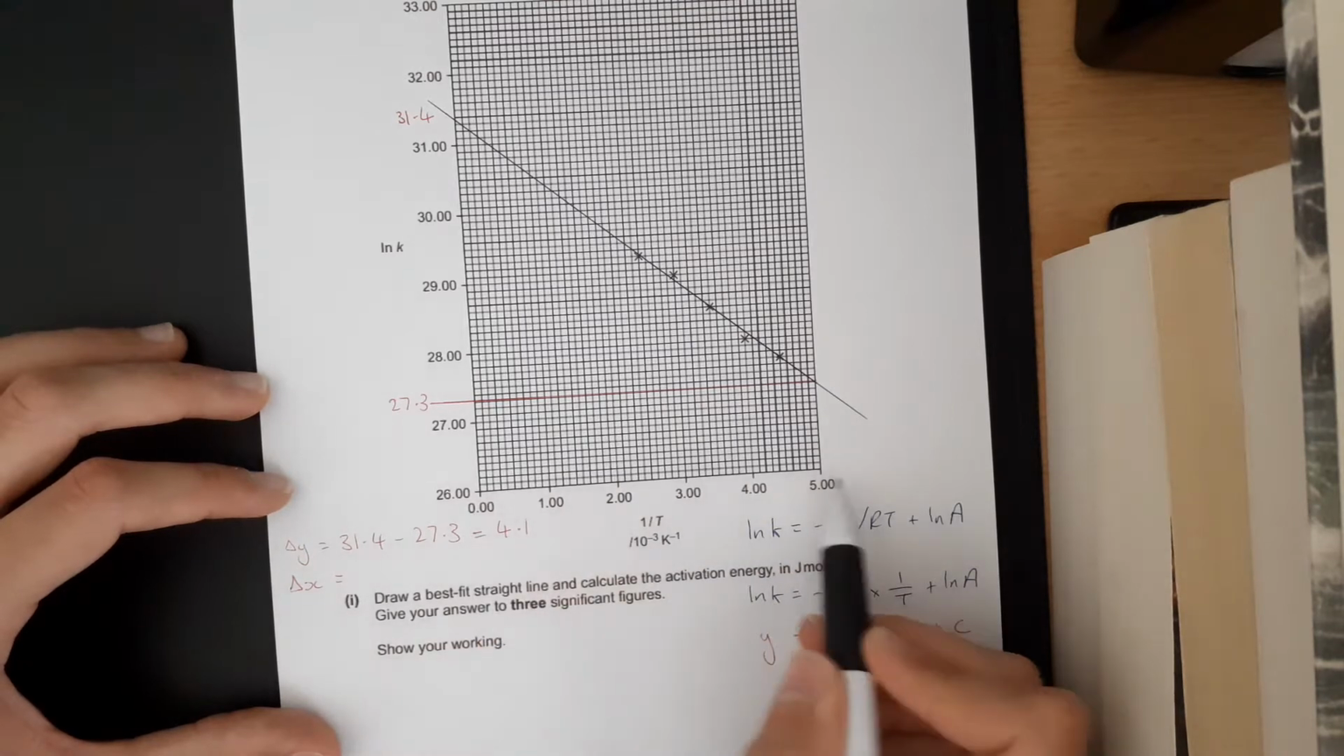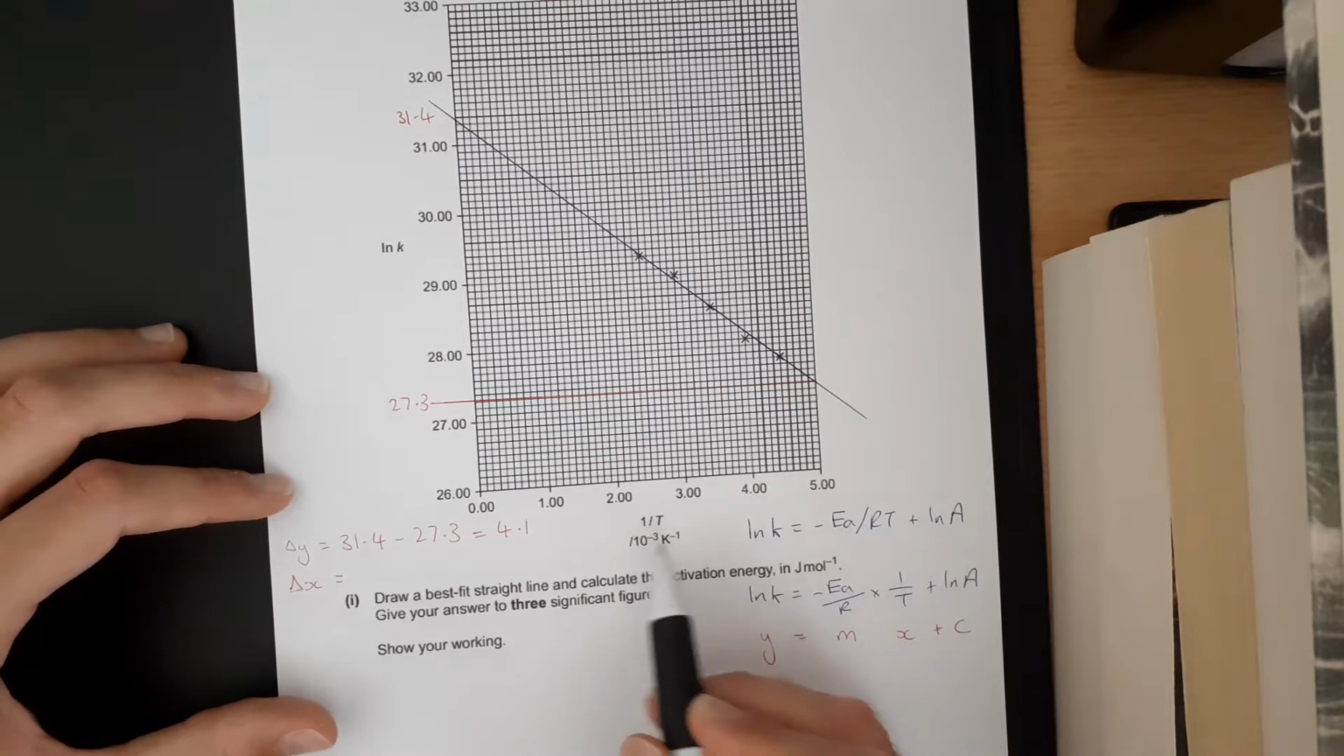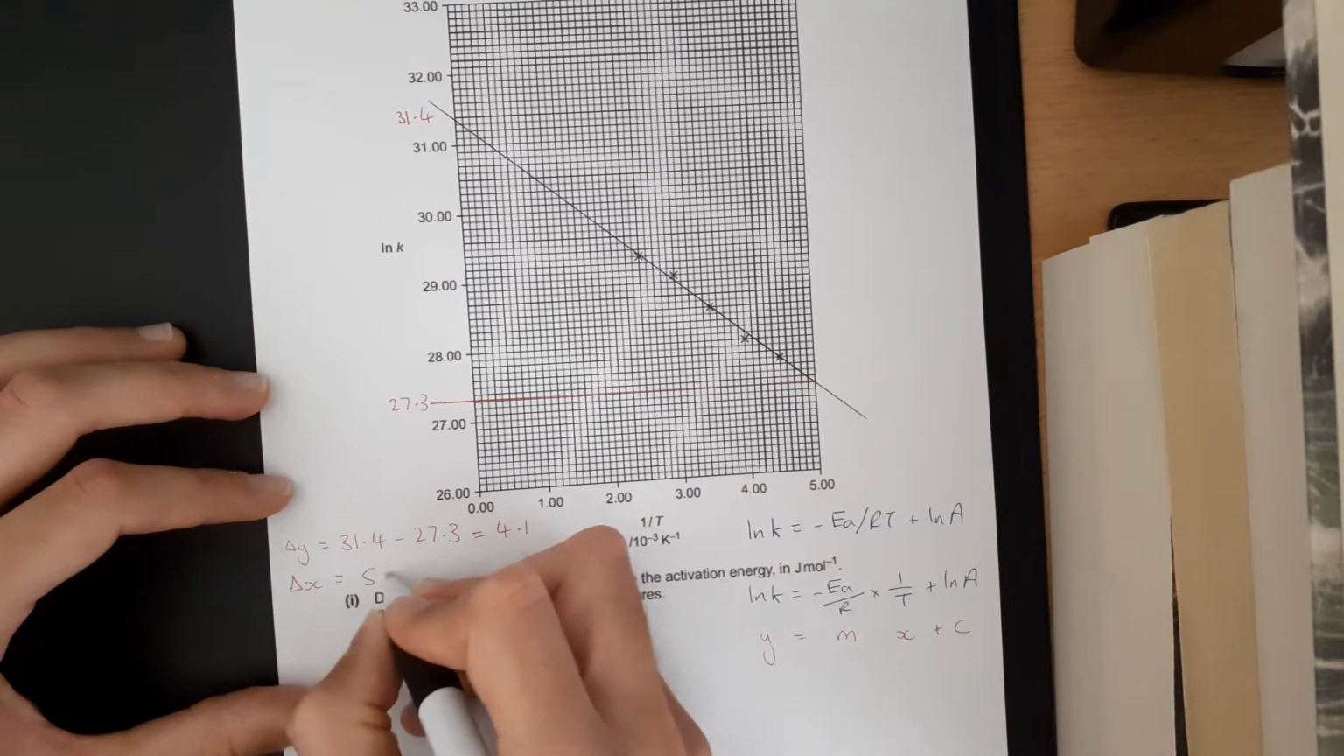And our change in x is all the way across, right? So from 0 to 5, but it's times 10 to the minus 3. Be really careful with this. This is very common, and it's very easy to miss that out. And then you're going to be a factor of 1,000 out. So be really careful with looking for that. So the change in x is 5 times 10 to the minus 3.